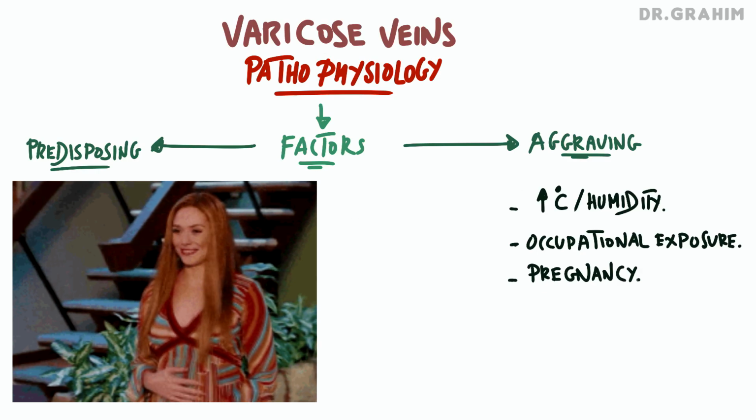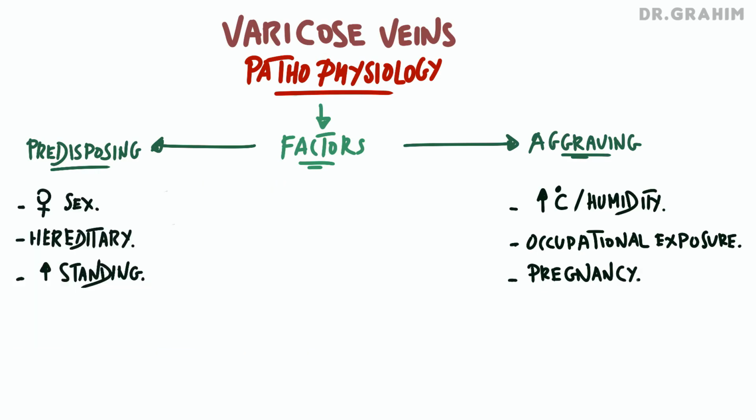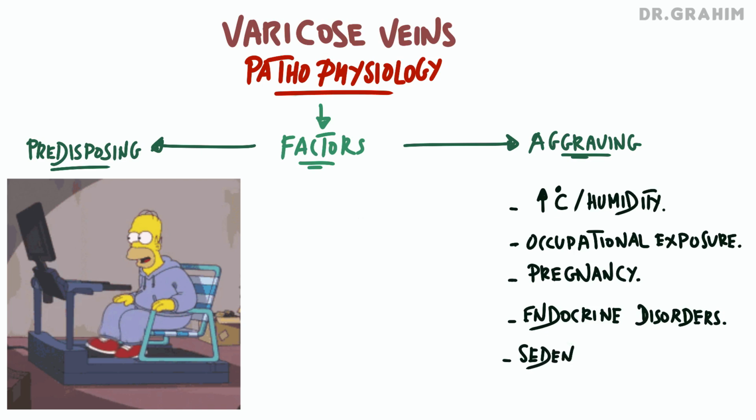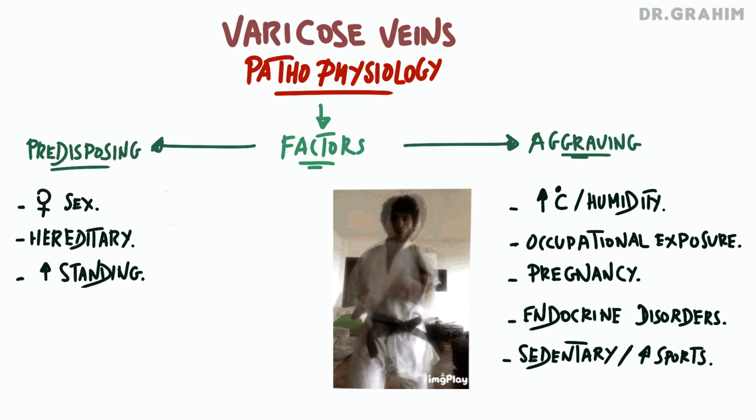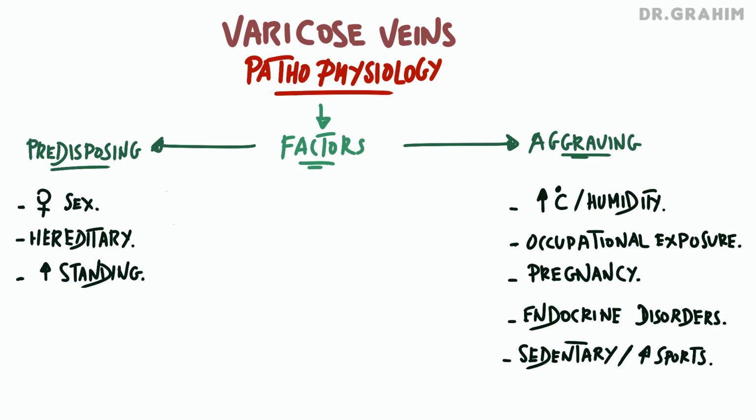Pregnancy can also increase the risk, as hormonal changes and fetal pressure on pelvic veins promote varicose vein formation. Next, endocrine disorders. Factors like obesity, contraceptive pill use, and other hormonal imbalances can worsen venous stasis. And finally, sedentary lifestyle and intense sport. A lack of physical activity or, conversely, excessive sport practice can disturb blood circulation and contribute to varicose veins.